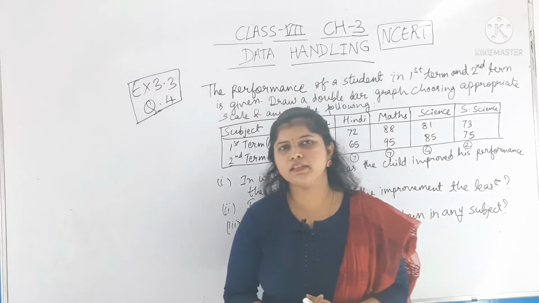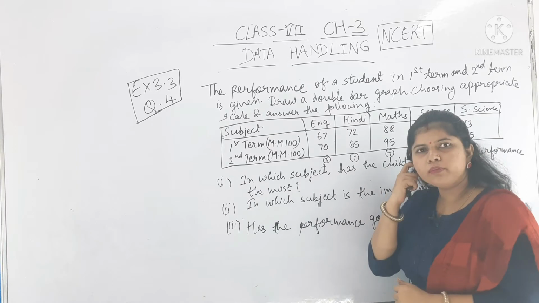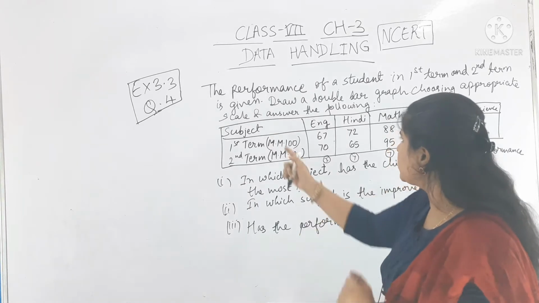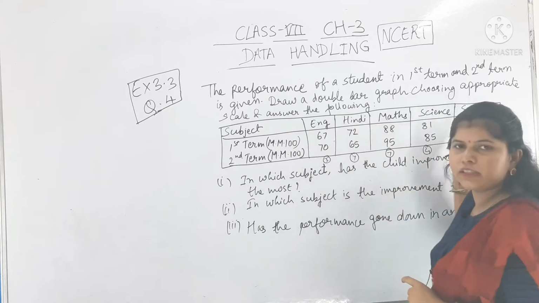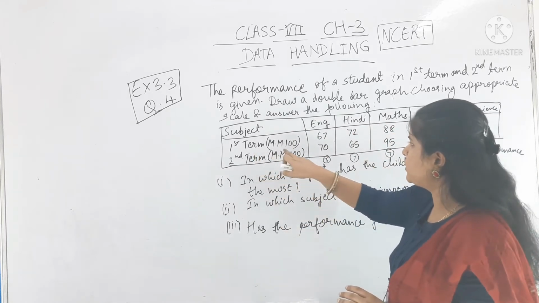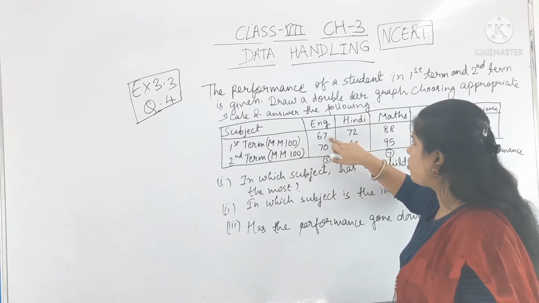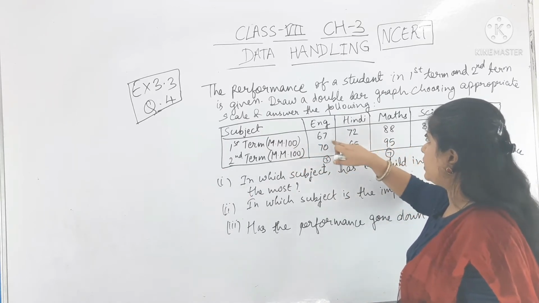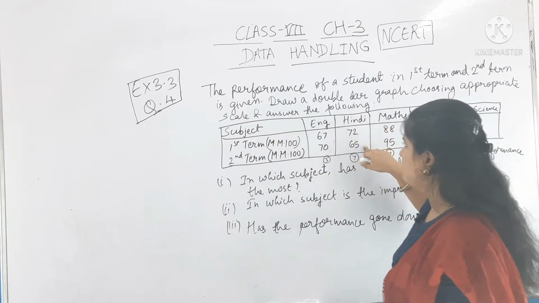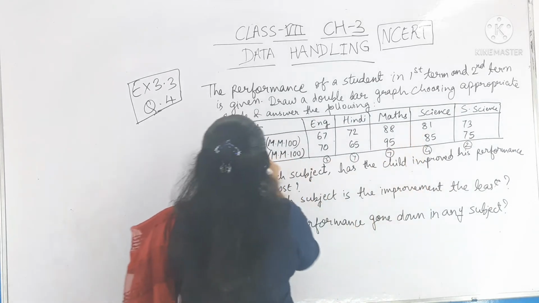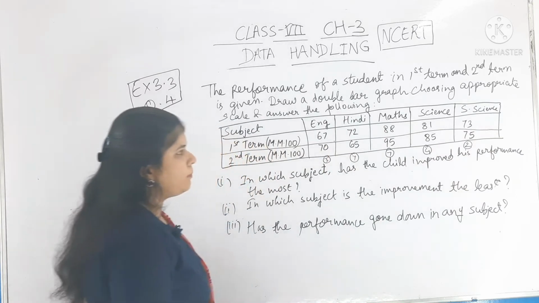Okay students, next is question number 4. It is given the performance of a student in 2 semesters. Here it is given in the table. Subjects are English, Hindi, Math, Science and Social Science. Here for first term, maximum marks is 100. So out of 100, they got 67 in English, and in second term it is 70. In Hindi 72 and 65 in Maths. This is for first term and this is for second term. So we will plot a bar graph for that.